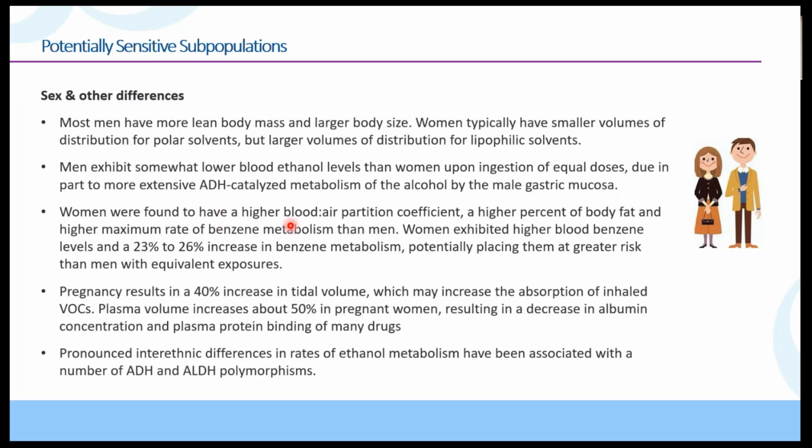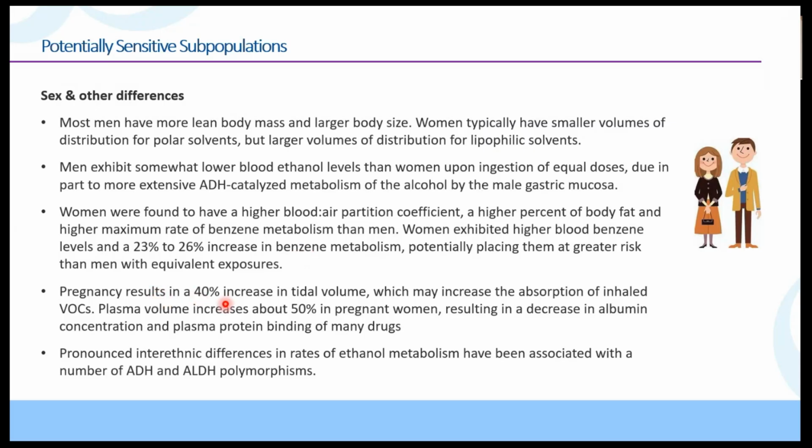Women were found to have a higher blood air partition coefficient, a higher percent of body fat, and a higher maximum rate of benzene metabolism than men. Women also exhibit higher blood benzene levels and a 23 to 26% increase in benzene metabolism, potentially placing them at greater risk than men with equivalent exposures. So this is a typical example of sex-related differences in toxicity. The benzene toxicity is higher in women because of the higher body fat content.